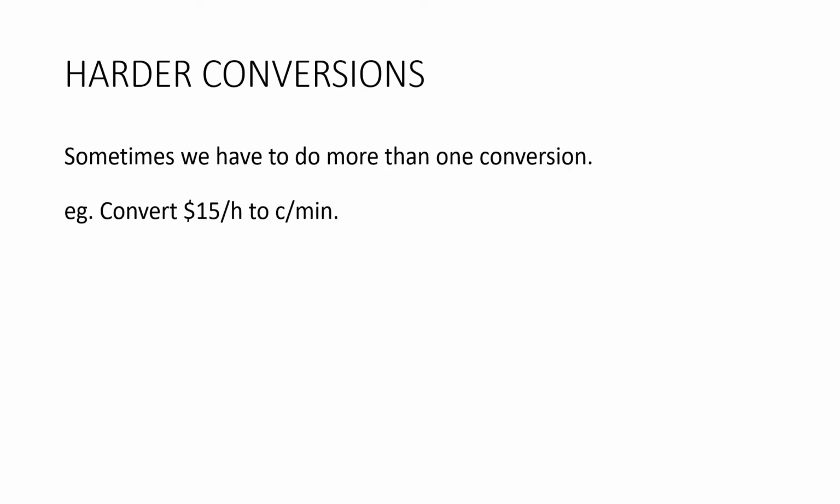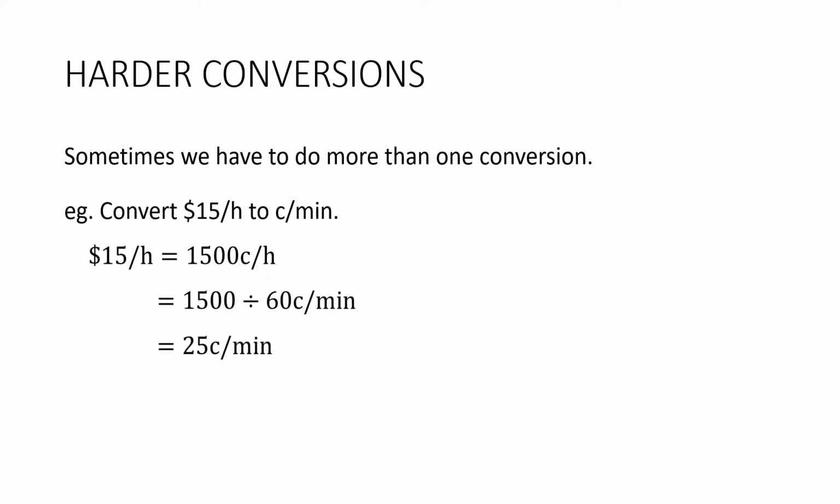Sometimes we have to do more than one conversion. Like this example, convert $15 per hour to cents per minute. So we need to change dollars to cents and hours to minutes. You can do them in either order, but I always like to start with the multiplication one first. So I'm going to change dollars into cents. So $15 is 1,500 cents. Now I need to change hours to minutes. 1,500 cents per hour will be less cents per minute, so I want to divide by 60. And that's going to give me 25 cents per minute.